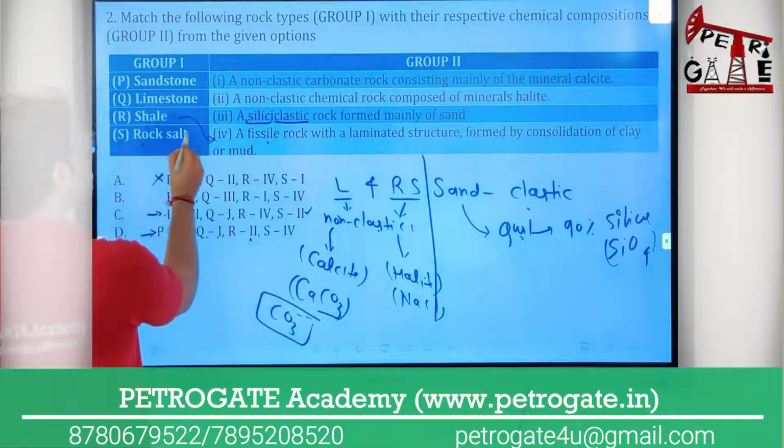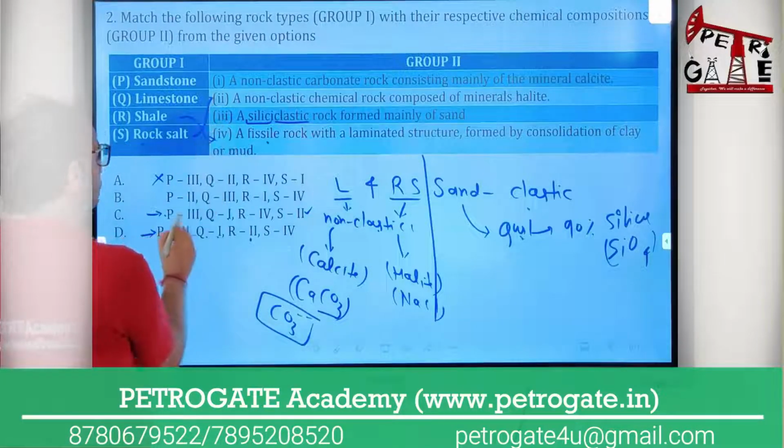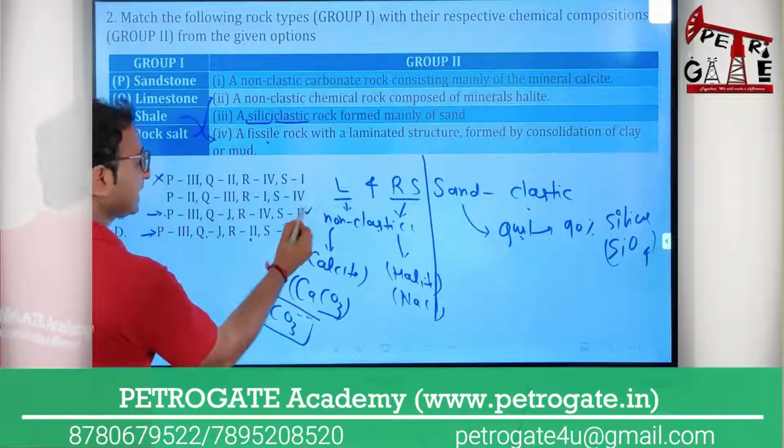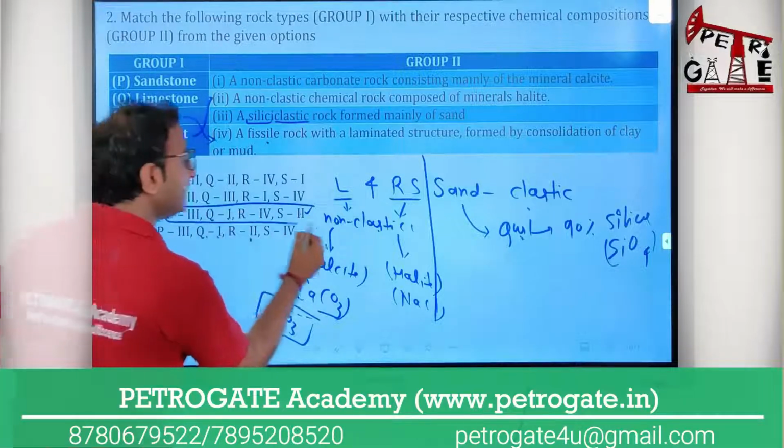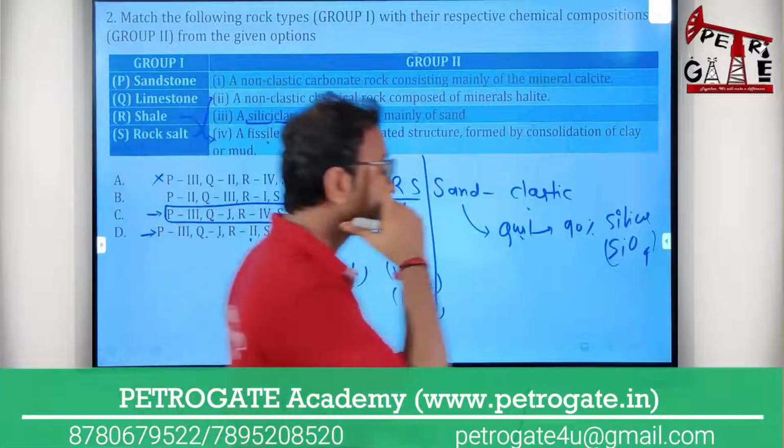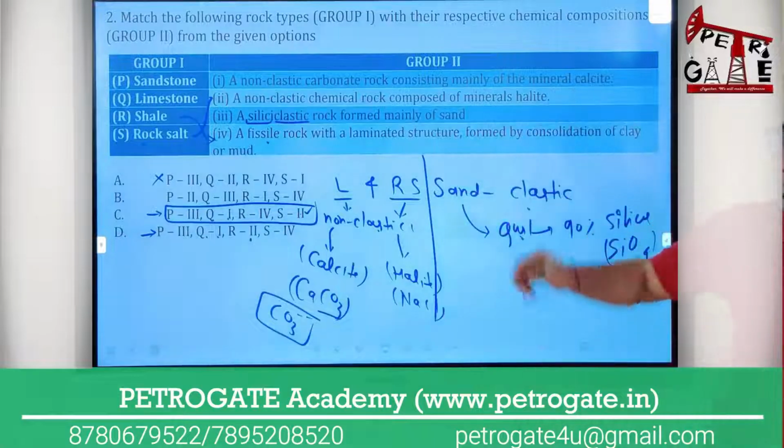So I think rock salt also goes to the second. So you will see S goes to the second. So you will see this is the right answer. Okay, this is the right answer. So you can match by one.